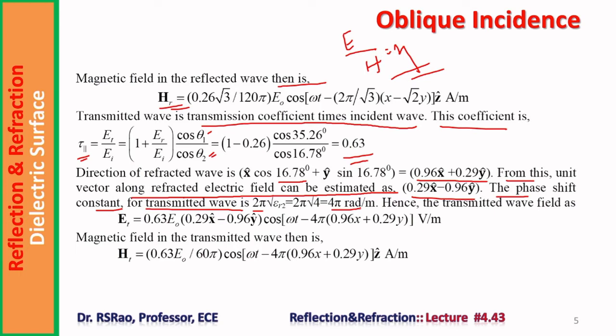Hence, the transmitted wave field is ET, this complex expression. Magnetic field in the transmitted wave then is HT equal to this one, and it is obtained from E by H equal to E by eta. That principle.